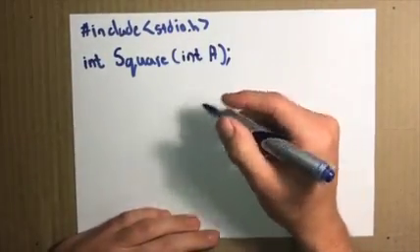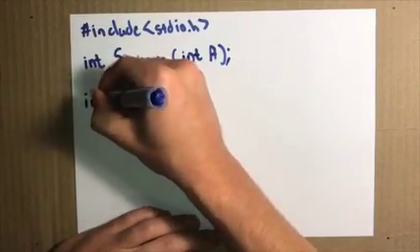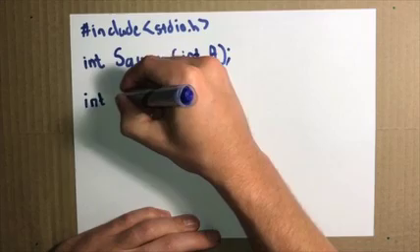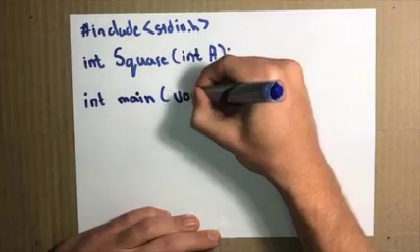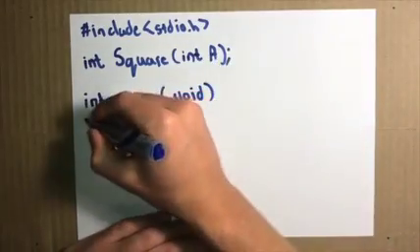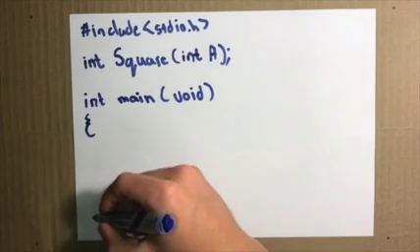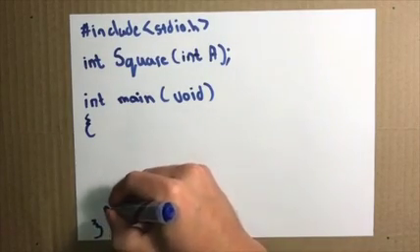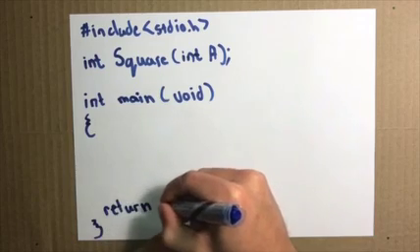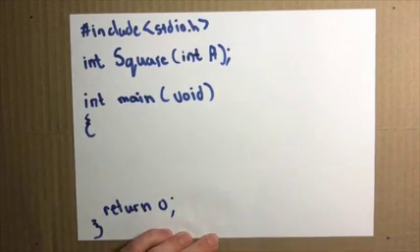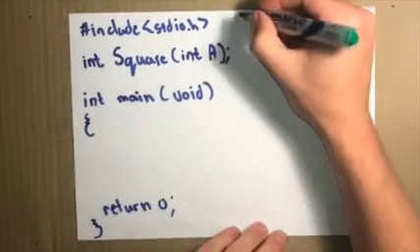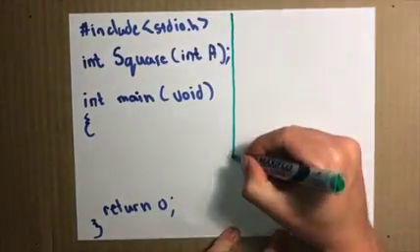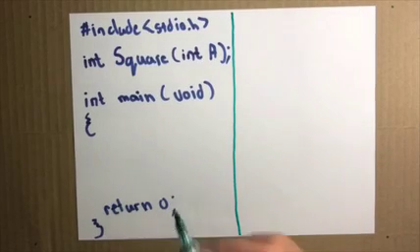Then after our function prototype, we start with our main program. Int main void. And return 0 to show that the program ended successfully. So this is now our main program. Just going to draw a line, and this part comes now after the main.